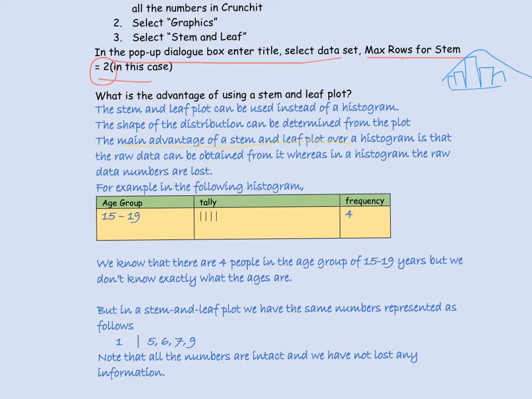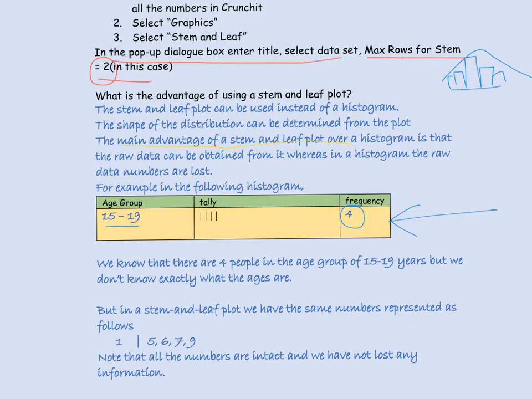So for example, we've seen this example before. We're looking at the age group of moms 15 through 19. There are 4 moms in the age group of 15 through 19. So that's pretty clear. There are 4 moms that fall into this age group, but it's not very clear exactly what the ages of the 4 moms are.